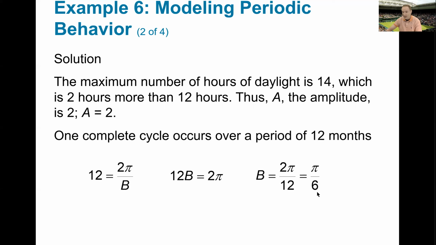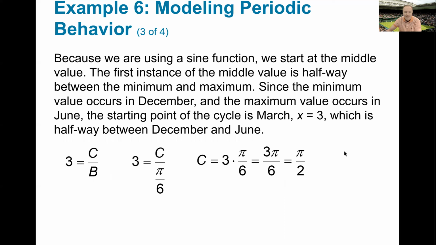So now I know that the coefficient of x in this formula has to be pi over 6 to ensure that the period of this sine function stops at 12 months of the year. So I can say, okay, now what's up next? Because we are using the sine function, we start with a middle value.